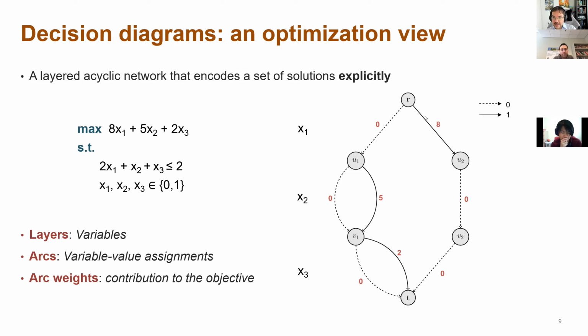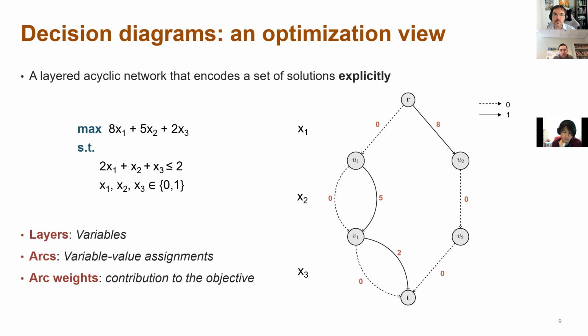When you represent it in that particular way, the paths of this diagram from a root node to a terminal node represent a complete solution, a complete assignment to the variables, right? So if you take this path here, 0, 1, 1, you're going to have x1 equals 0, x2 equals 1, and x3 equals 1. The contribution to the objective in this case is going to be 0 plus 5 plus 2, so you're going to have an objective function value of 7. So this is, in a nutshell, what a decision diagram is.